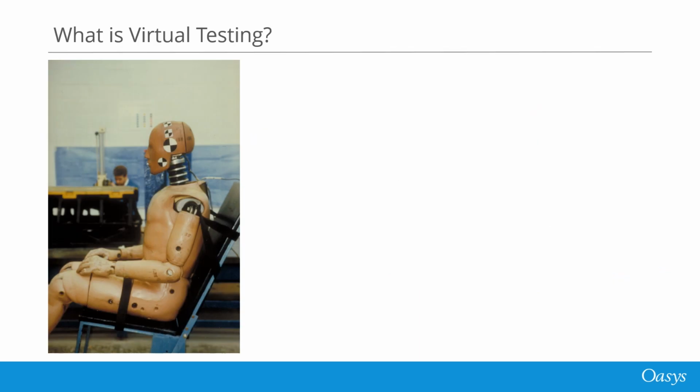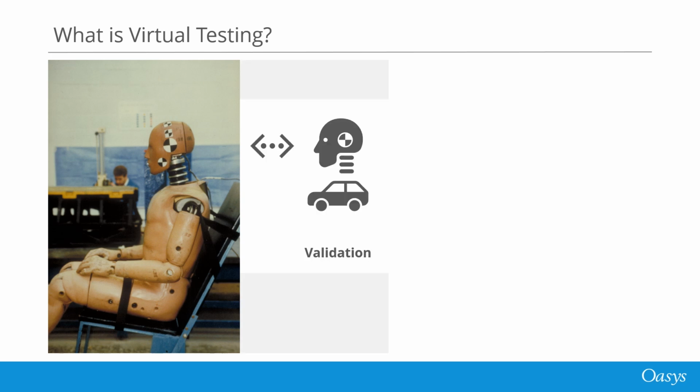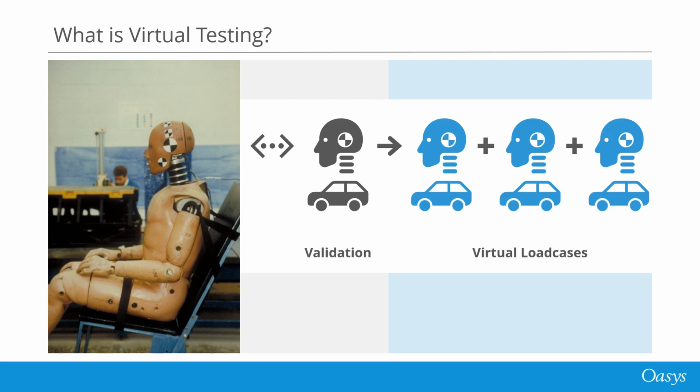Historically, vehicle crashworthiness regulations and NCAP safety ratings have been based on physical testing alone. This is changing with the advent of virtual testing protocol. In virtual testing, a simulation model is validated against a physical test, and then if the validation is deemed acceptable, variations of the test are rated based on simulation results called virtual load cases.